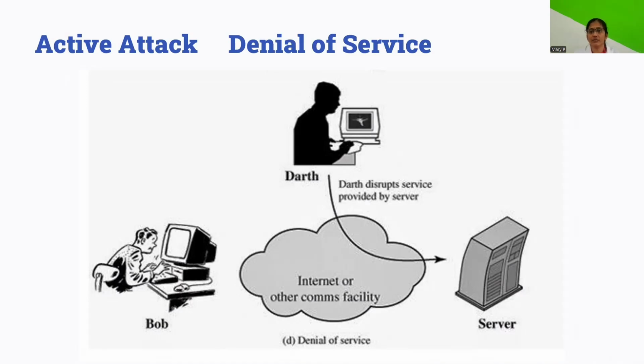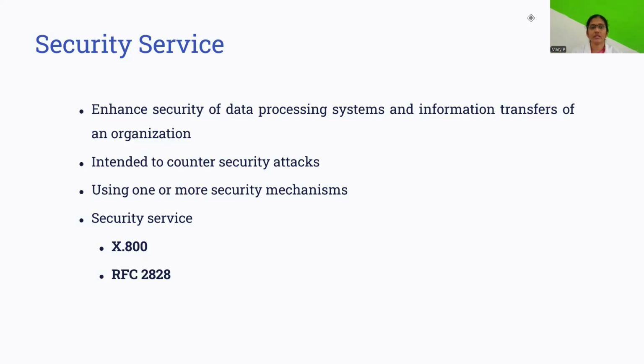They want to disturb the service provided by the server. So these are the four kinds of active attack. The passive attack's aim was only to do the eavesdropping process. But in the active attack, they either modify or act as a sender. Likewise, they use a process.